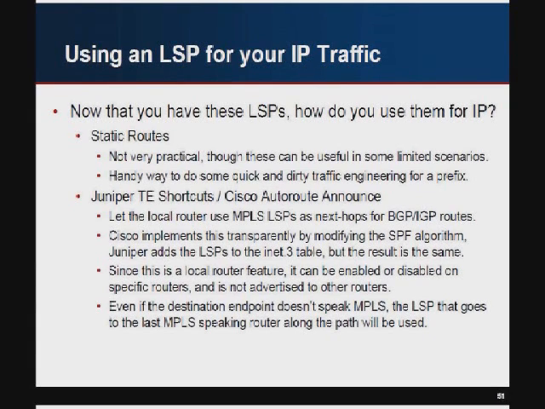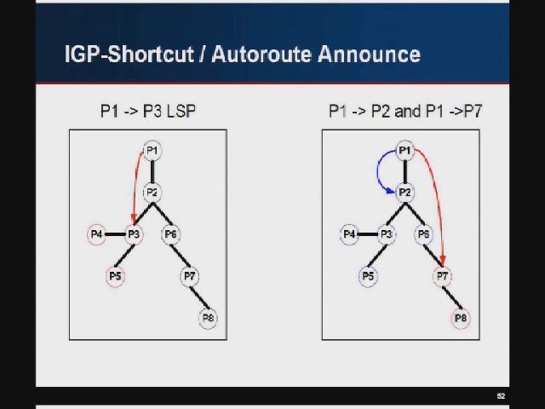What ends up happening is you use the LSP that gets you closest to where you're trying to go along the tree. Even if the destination endpoint doesn't speak MPLS, it's going to find the closest one. So, for example, in this diagram, say you're trying to get to P4 or P5 and they don't speak MPLS, it's going to find the LSP that goes to P3 because that's the closest router along the path to the destination. And in this other example, same thing. You're trying to get to P8. It's going to find the path that goes closest to it, which is an LSP to P7, so it's going to use that.